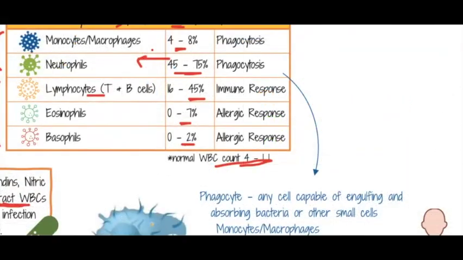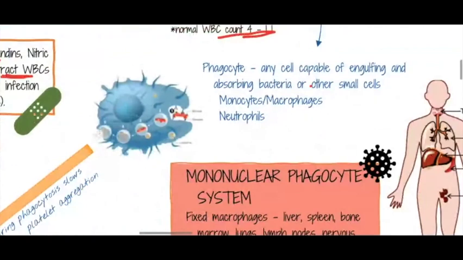Remember I said that these monocytes and macrophages here are phagocytic. They perform phagocytosis. So what is a phagocyte? A phagocyte is any cell that's capable of engulfing and absorbing some kind of particle or bacteria that has crossed through that initial defense system and has entered the body. Anything. In this case, we are talking about monocytes, which turn into macrophages, and neutrophils.